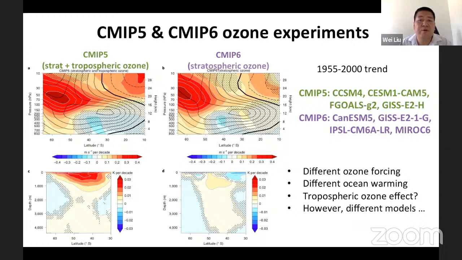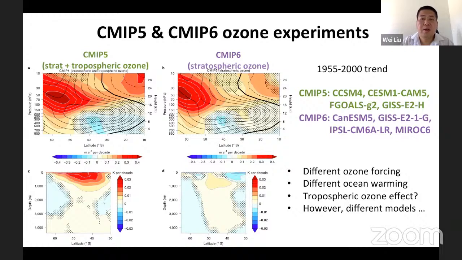But this figure can give us some implication, like one missing part or one important factor would be the tropospheric ozone, because if we look at CMIP5, we can see it's forced by both stratospheric and tropospheric ozone. However, only stratospheric ozone is input into the CMIP6 simulations. So we are wondering whether the tropospheric ozone can explain the difference in the Southern Ocean warming and heat uptake.